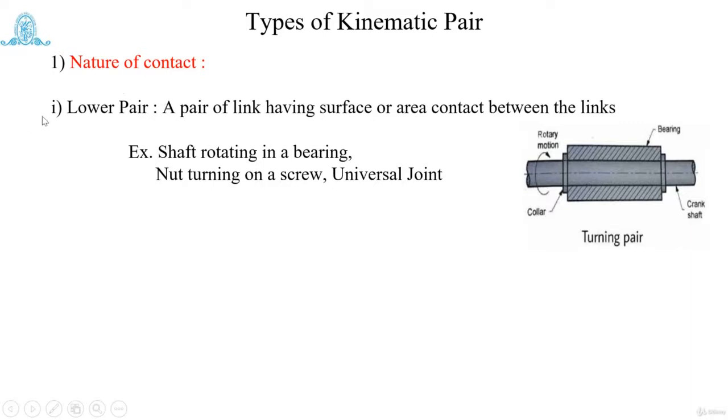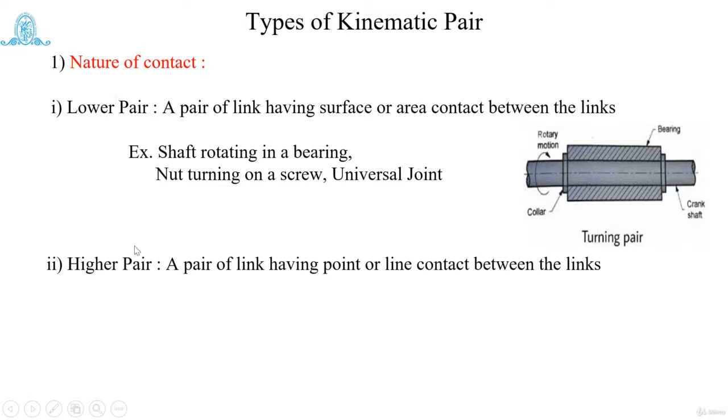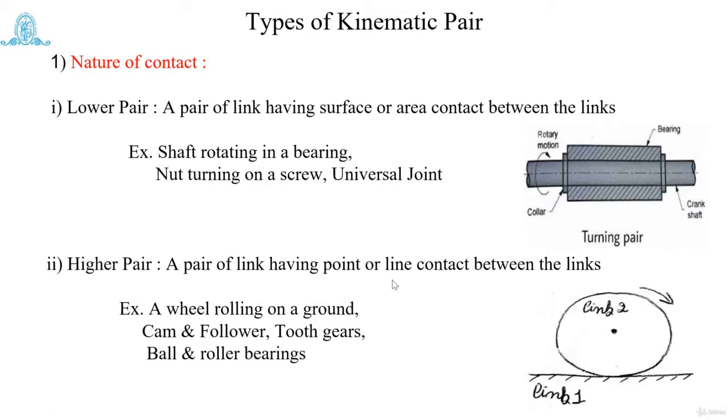According to the lower pair, a surface or area contact should be present between the two links, then this will be categorized under the lower pair. Next one is higher pair. What do you mean by higher pair? A pair of links having a point or a line contact. Instead of a surface or area contact, the word changes over here: a point or a line contact must be present between the links.